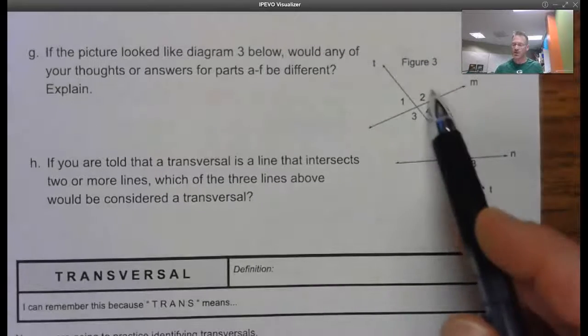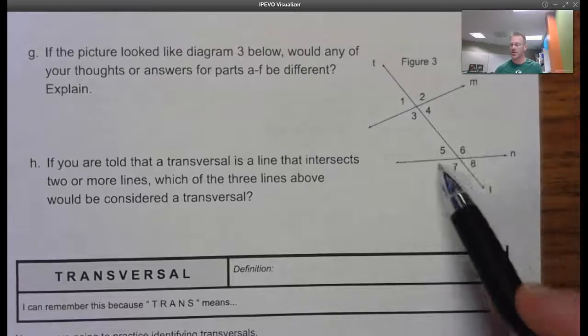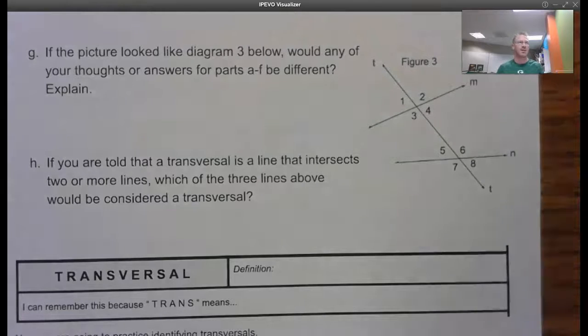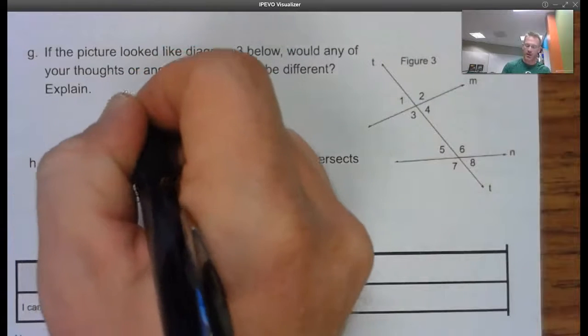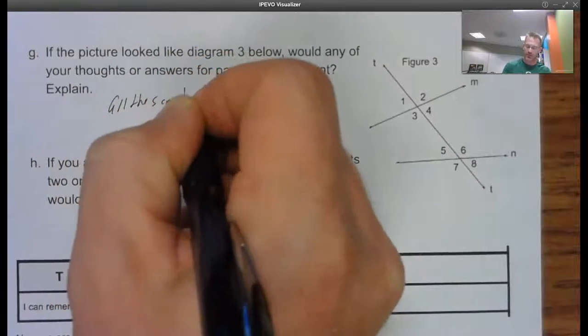The relationships in this cluster of angles and the relationships in this cluster of angles didn't change. So the things that we just talked about that you just figured out in the example, assuming the opener, would all be the same. This would just be all the same stuff.